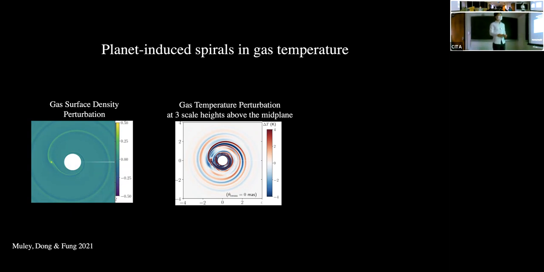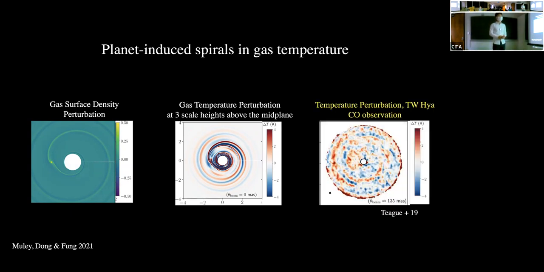Such temperature perturbation may have been directly detected already. The right panel shows a real temperature perturbation inferred from CO observation in the TW Hydrae disk. Indeed, in it, you see those spiral-shaped temperature perturbations, positive and negative, on the order of a few Kelvin, qualitatively quite similar to the simulations.